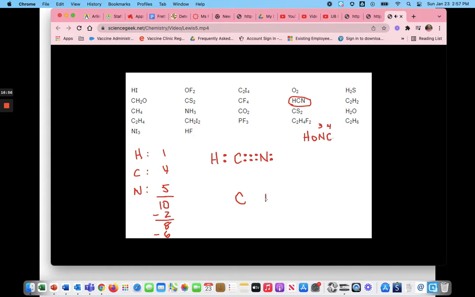Carbon, nitrogen, hydrogen, single covalent bond between the hydrogen and the carbon. 3 lines, a triple covalent bond between the carbon and the nitrogen. And 1 unshared electron pair on the nitrogen to complete our drawing of hydrogen cyanide.